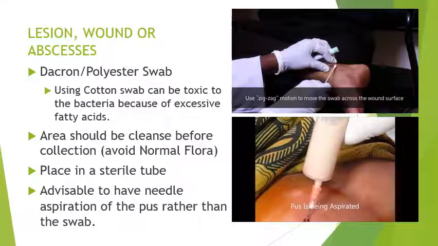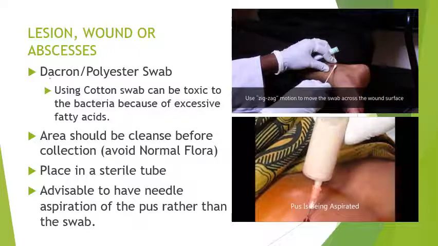First would be the lesion or wound abscesses. For wound abscesses, we are not using a cotton swab. Why? Because it can be toxic to bacteria, particularly fastidious organisms. What are the fastidious organisms? The fastidious organisms are your Haemophilus influenzae and your Neisseria gonorrhoeae. Kapag nangongolekta tayo ng mga fastidious, mabilis silang mamatay dun sa mga cotton swab.